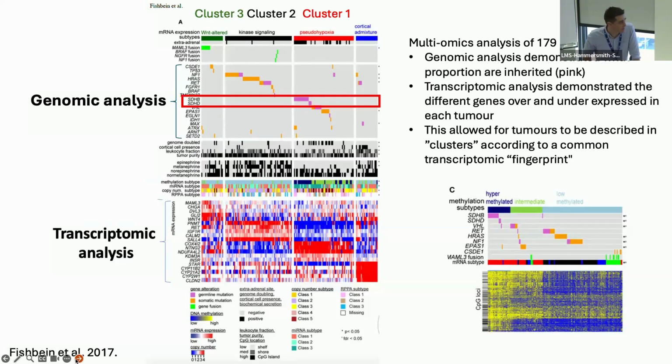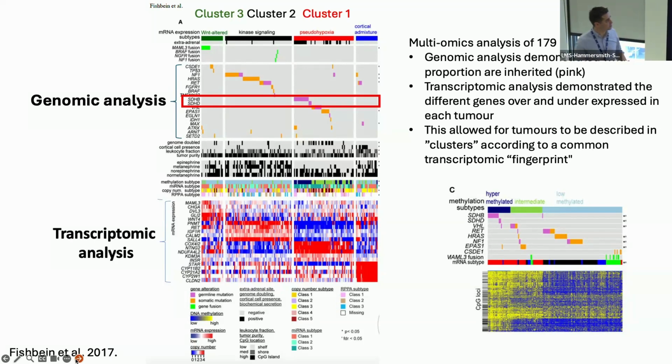So they took 179 PPGLs and they asked, what genes do these tumors express? And when they looked at them, they found that they could be grouped together in clusters. And that's why we now know of PPGLs in clusters, cluster 1, 2, and 3: pseudohypoxic, kinase signaling, and Wnt altered. And those are just titles, but the reason that they're grouped together like that is their transcriptomic signature, and that relates to their genomic signature.